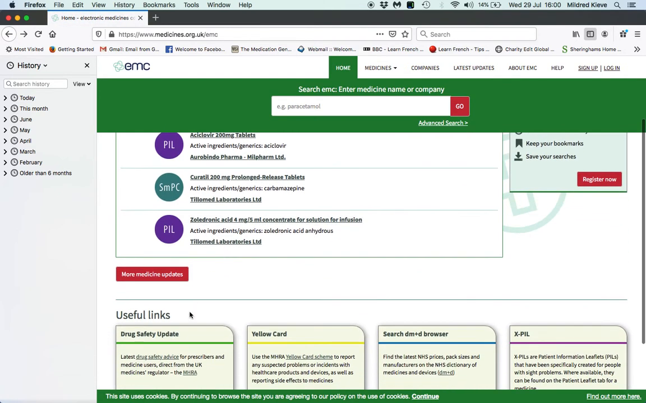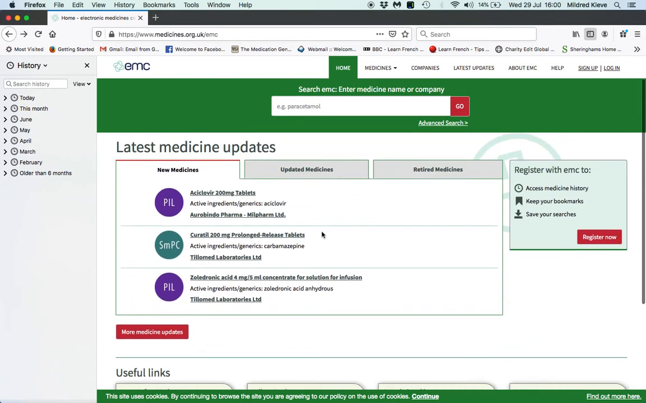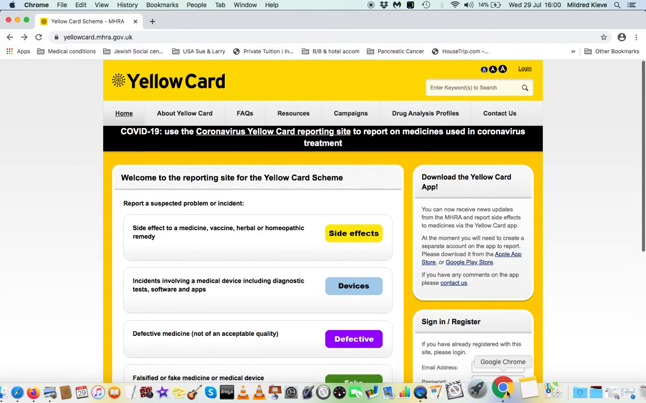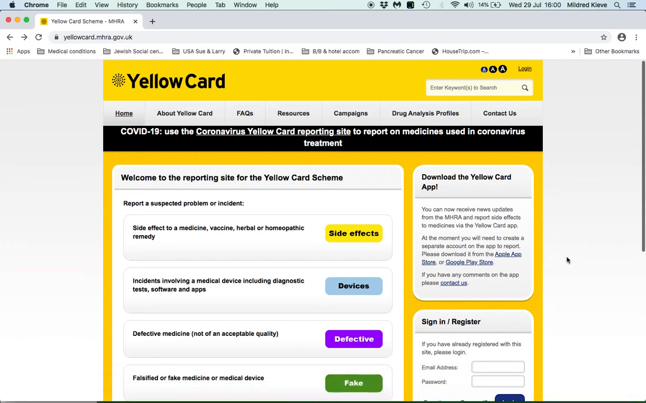So it's quite useful. Drug safety update, which is useful to know about. You can sign up for those. If you want to know how many people have actually reported side effects, in England we have a yellow card system. Patients can report directly online. If you find that difficult, you can phone them.